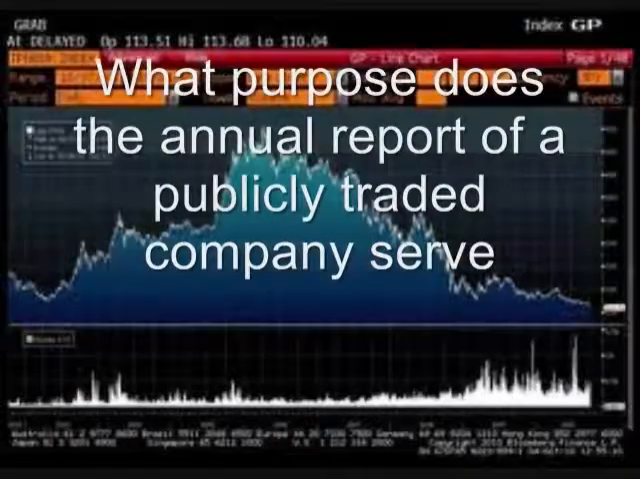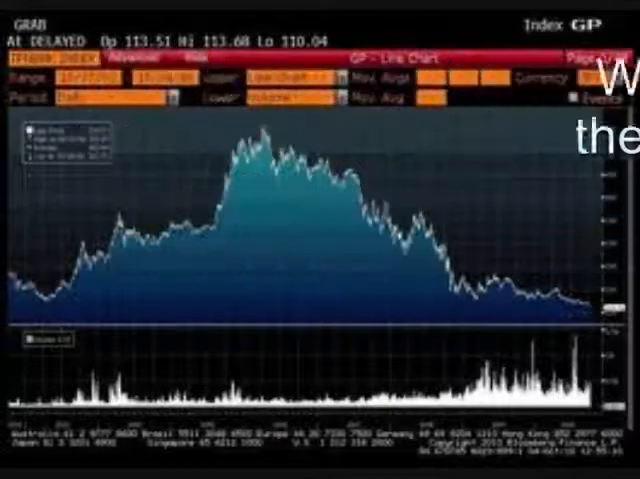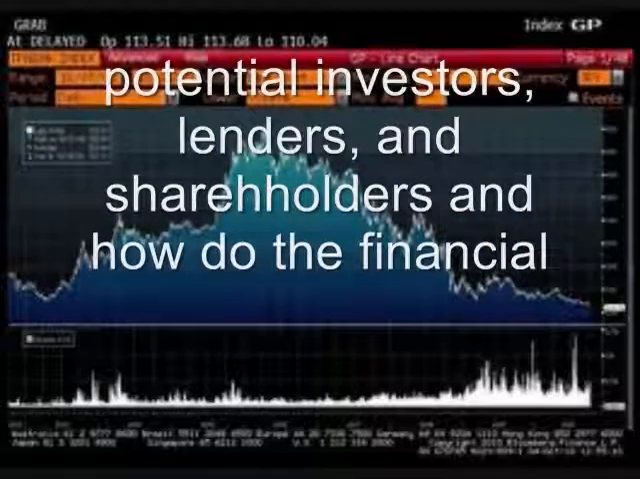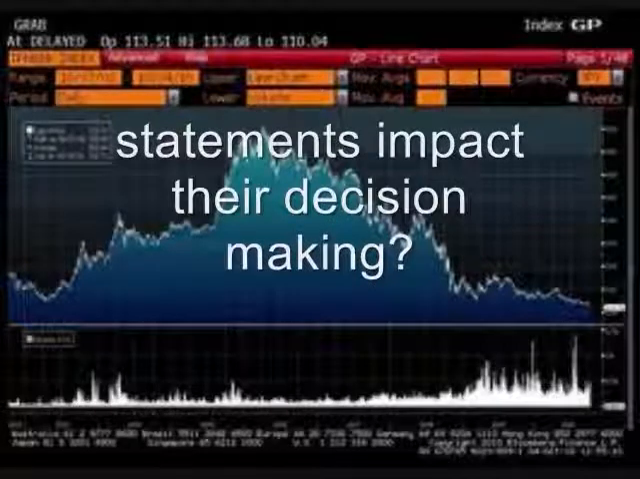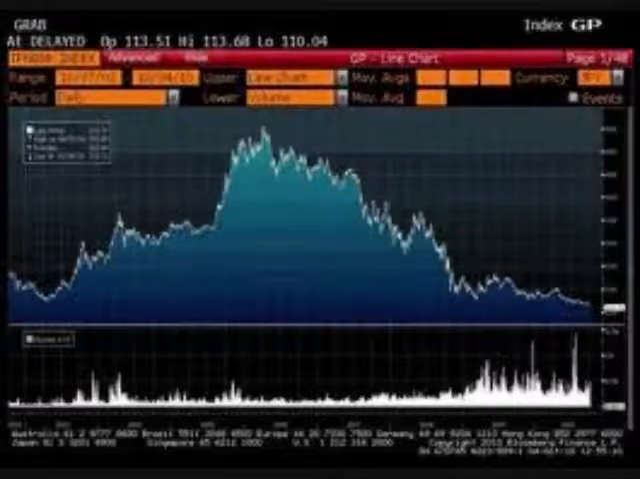What purpose does the annual report of a publicly traded company serve potential investors, lenders, and shareholders, and how do the financial statements impact their decision making? This is the question that will direct our learning objectives over this unit.